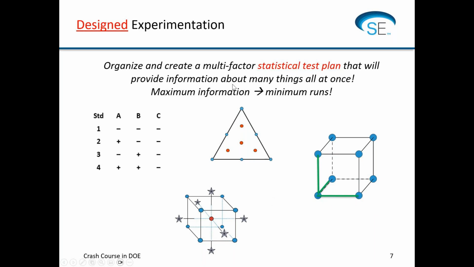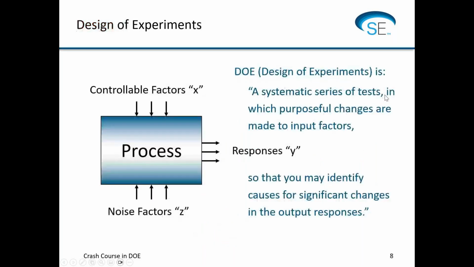So there's all kinds of different DOEs, but they do have one thing in common. It's a statistical test plan. It's a specific script. It's going to give us information about many things all at the same time, and it'll give us the maximum information with the minimum amount of runs.